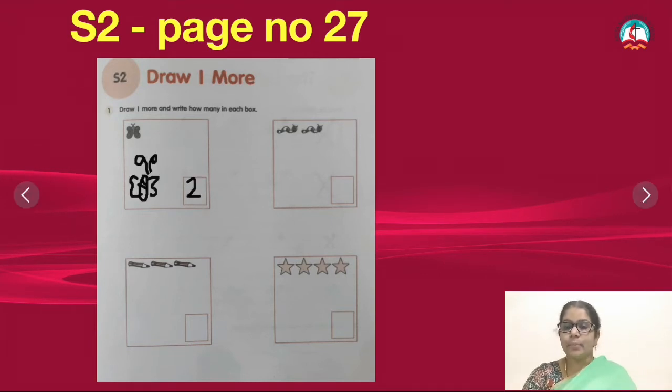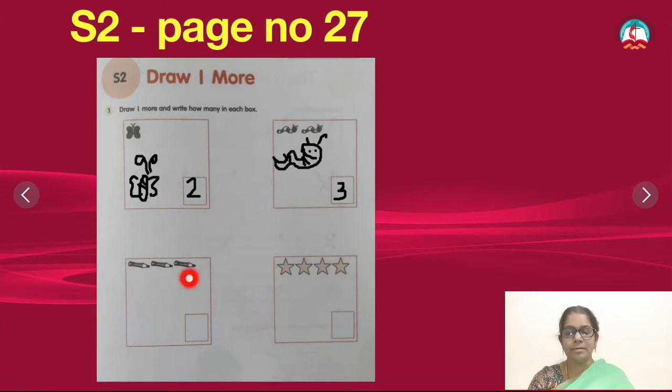Okay? Next, we have snake picture. Okay? Now, how many snakes are here? 1, 2. Now, we are going to draw one more picture. See, children, I am drawing here. Now, Miss finished, okay? Now, how many snake pictures are here? Count. 1, 2, 3. Now, I am writing number 3 in the box.